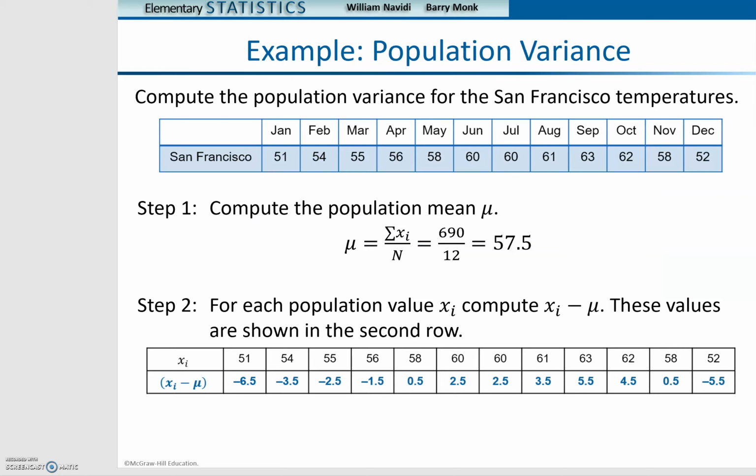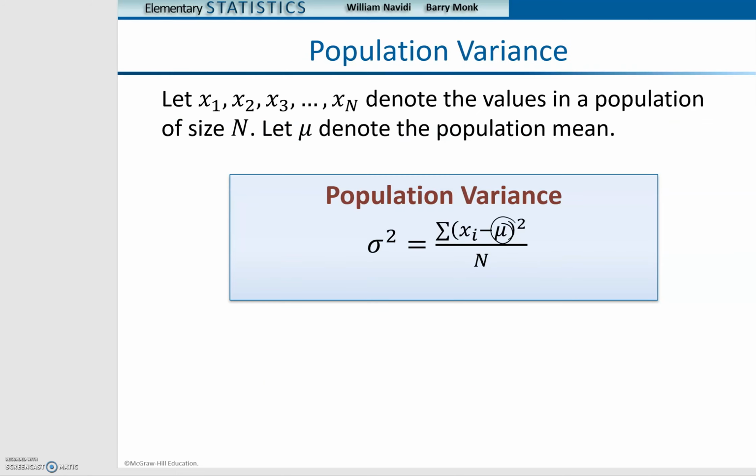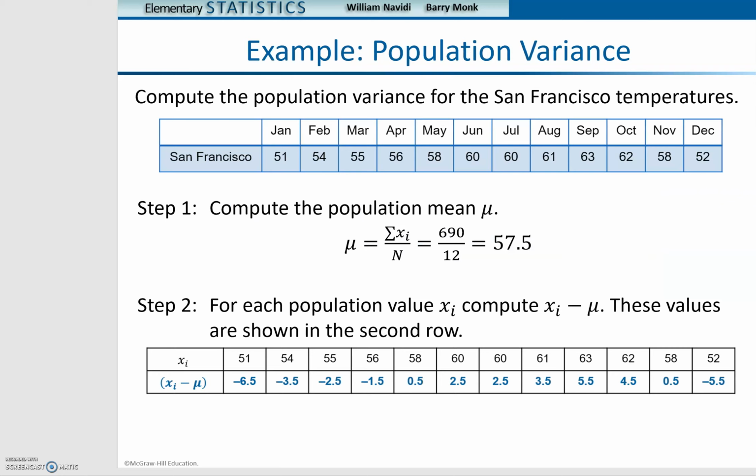For instance, if we're looking at the example with population variance, I want to compute the population variance here. The first thing I need to do is compute the mean. The reason I need the mean is because the mean is in the formula right here. To calculate the mean, I add up all the numbers and divide by how many there are. So I add 51 plus 54 plus 55, 56, 58. I add those all up, and that comes to 690. Then there's 12 of them, so I divide by 12, and I get a mean of 57.5.